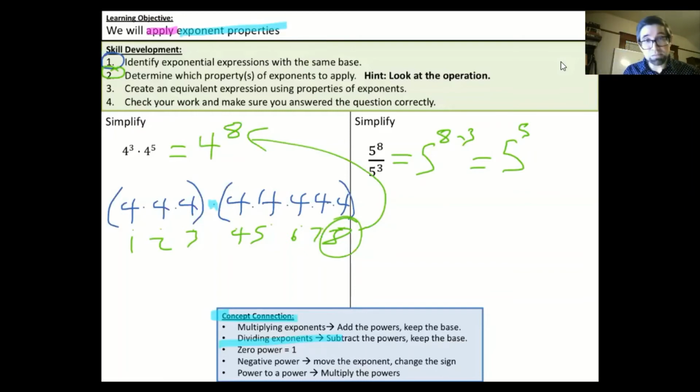In fact, I think that's simple enough. I can just leave it at that. If you didn't understand what I just explained, go back and watch the concept video. There's a couple more examples. Let's look at a more in-depth one.